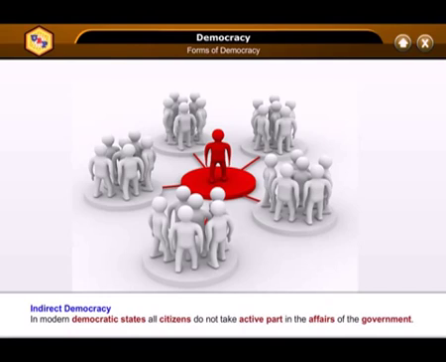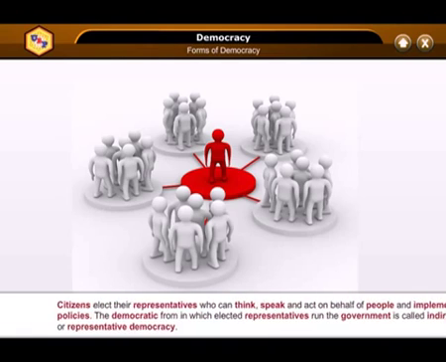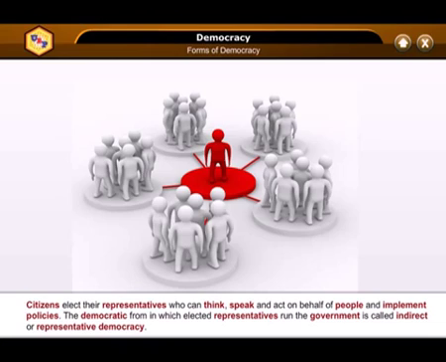Indirect democracy. In modern democratic states, all citizens do not take active part in the affairs of the government. Citizens elect their representatives who can think, speak, and act on behalf of people and implement policies. The democratic form in which elected representatives run the government is called indirect or representative democracy.